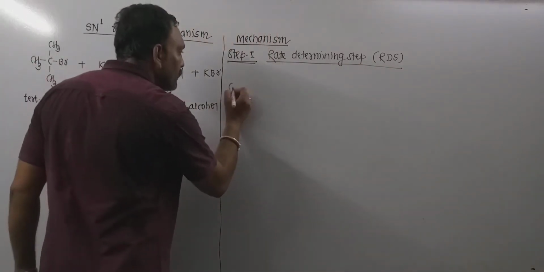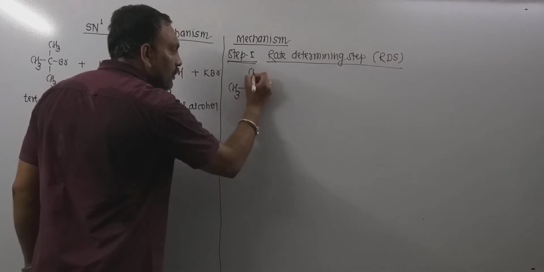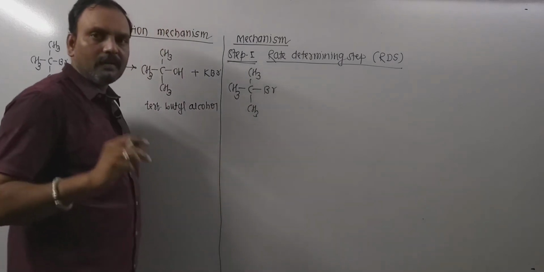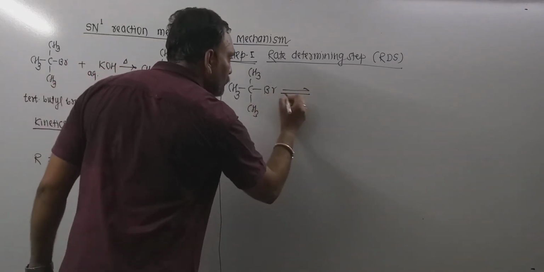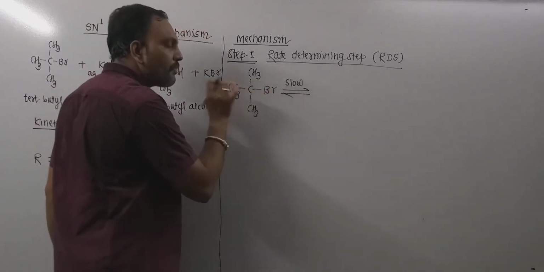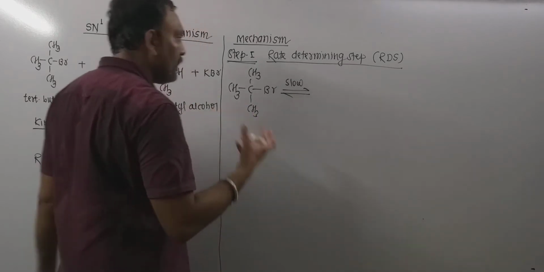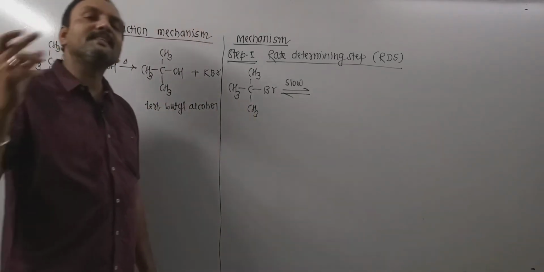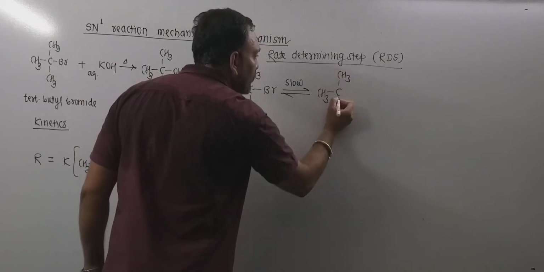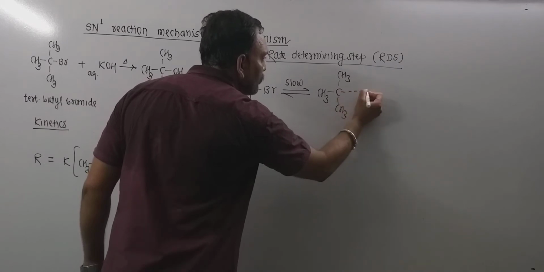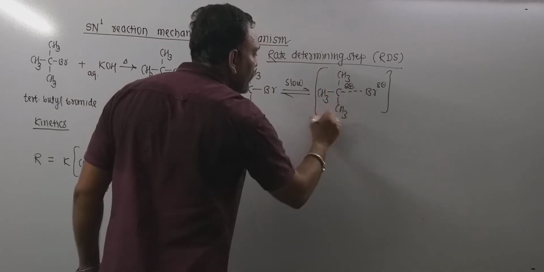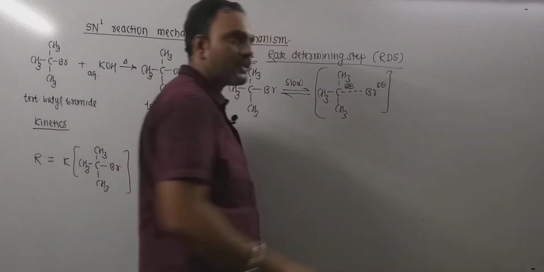In this step, the bromine, that is the leaving group, gets departed from carbon. So this step is the slower one, no doubt. This is a slow step. So slow separation of bromine from carbon takes place. And remember, this step passes through the formation of a transition state. So transition state is an intermediate step. So transition state for this step can be given as, so this is an intermediate step.